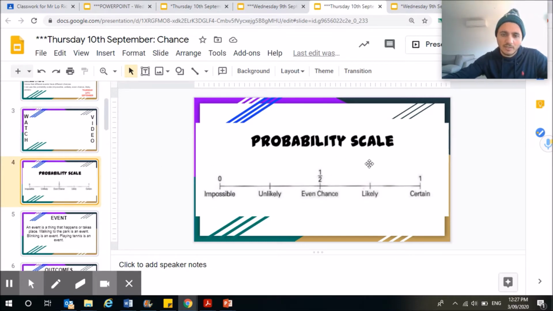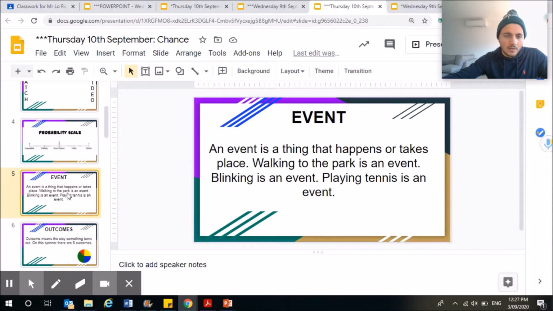You can always click on this link. There they all are. All right, remembering what an event is. An event is something that can happen. It could be anything. It could be flipping a coin. It could be walking outside and seeing something. It could be the weather. Those are all different events.